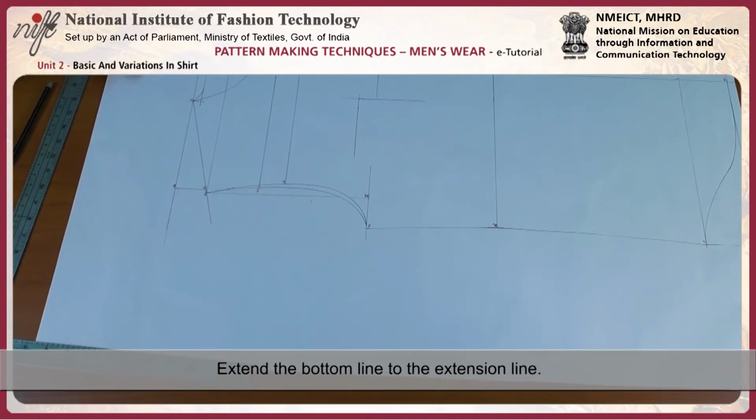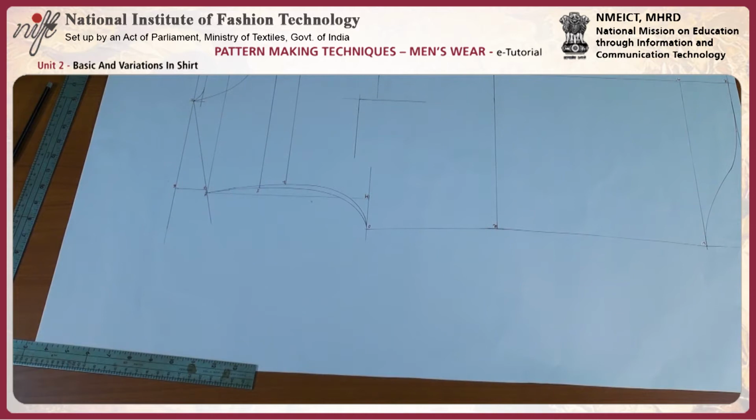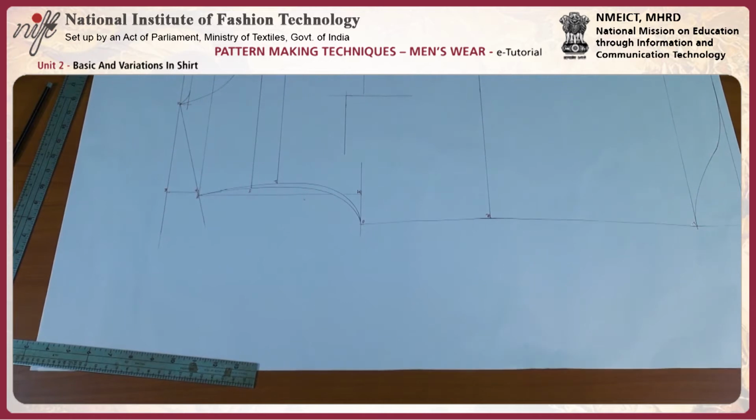Coming to button placement, the first button can be placed 6.5 centimeter from the neckline. You can give a cross mark, and thereafter 10 centimeter on reference line, which is now center front line, which I have mentioned before.